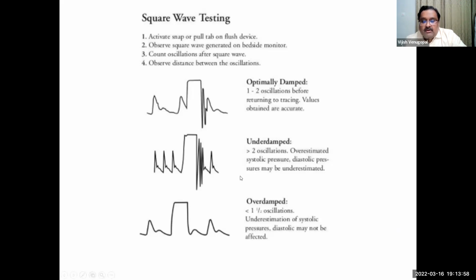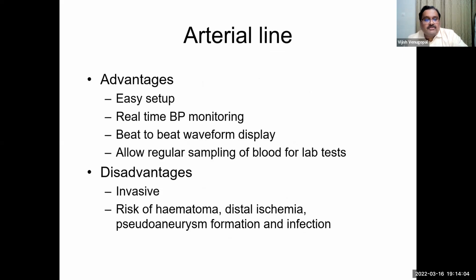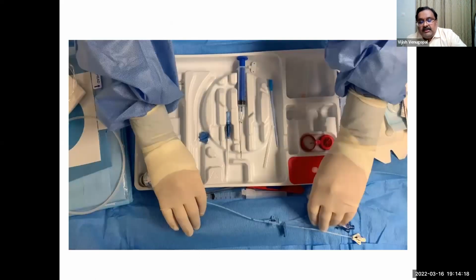If you have less than 1 oscillation, that means it's an overdamped system and there is underestimation of your systolic blood pressure. So the arterial line, it's easy to set up. It's a real-time blood pressure monitoring. There is beat-to-beat waveform display, and the disadvantage is that it's invasive and the complications of risk of hematoma, pseudoaneurysm formation, and infection.